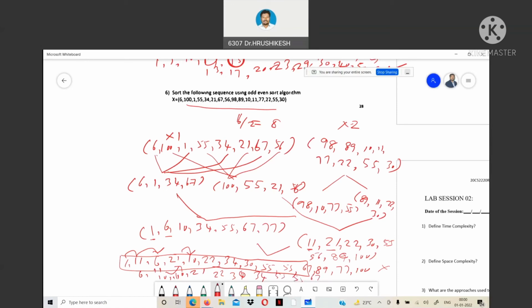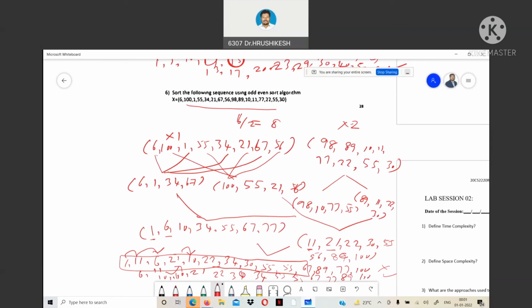55 compared to 67, yes, 67 only. 67 compared to 89, yes, 67 is less than 89. But 89 when compared to 77, they should be swapped. Then 89 compared with 100, same. Okay, this is the final list. So this is what odd even sorting is.